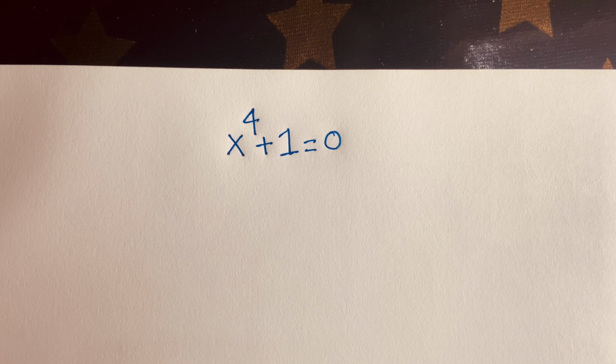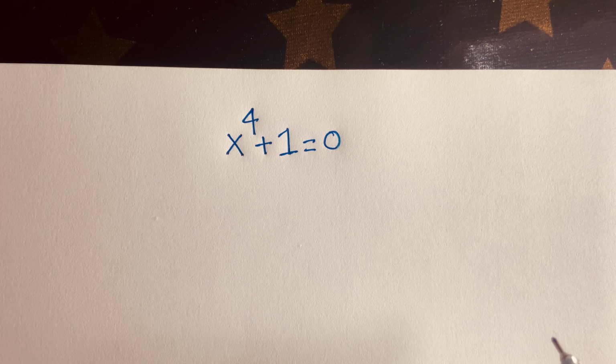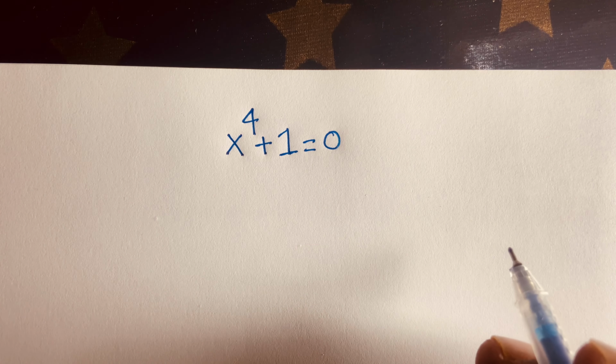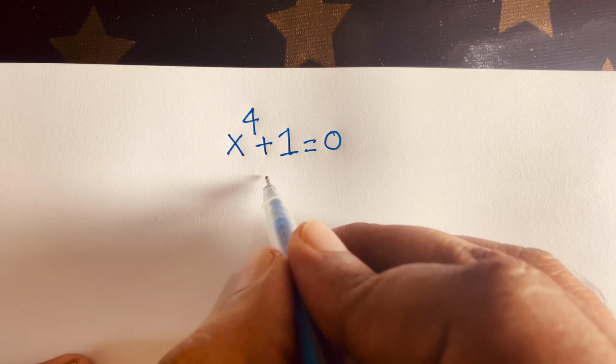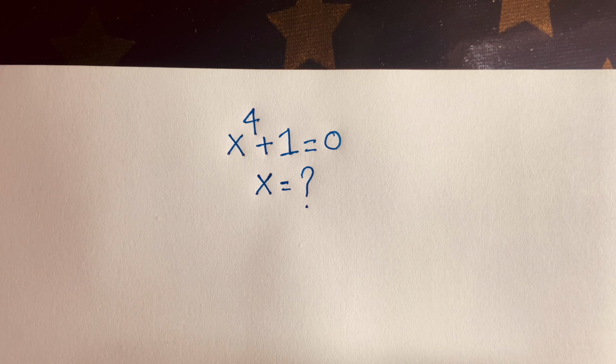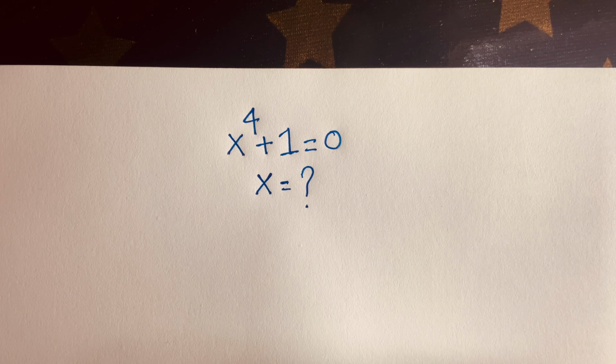Hello everyone. In this video, we are going to solve this interesting exponential equation. The question is x to the power 4 plus 1 is equal to 0, and we'll find out the value of x in this equation. So how to solve this question? I solved this question by two methods.